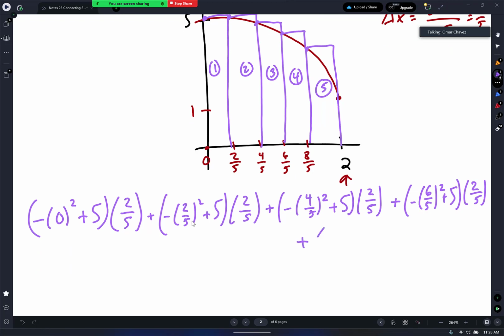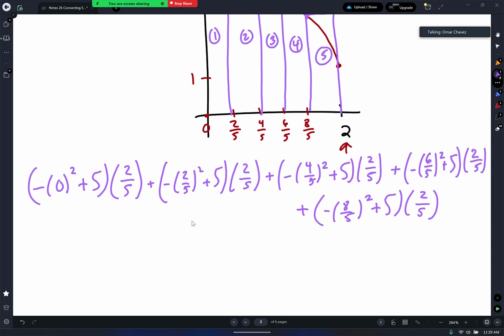And I wasn't able to fit it. Negative 8/5. Oh, there's the last one, right? Squared plus 5 times 2/5. All right, take your calculator and let's see what this is.